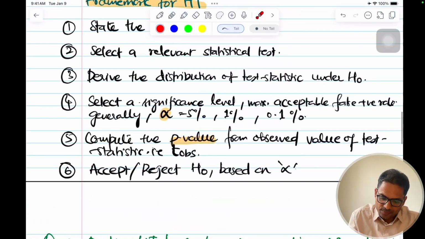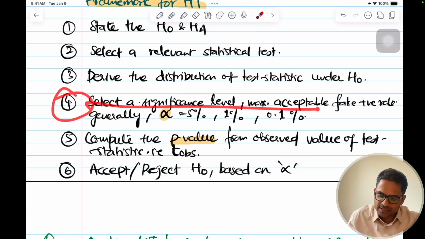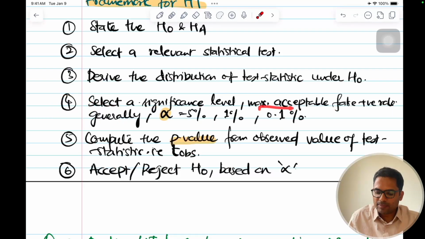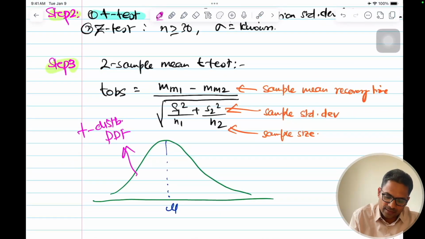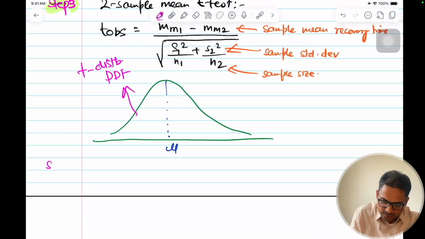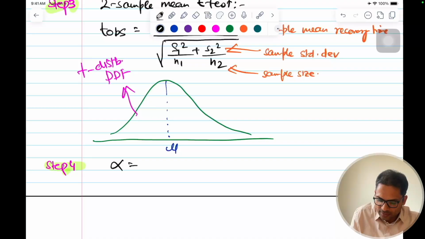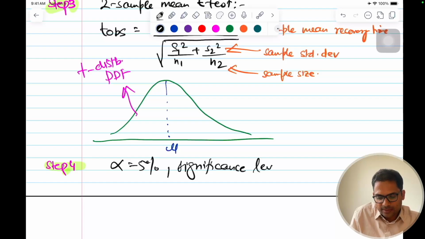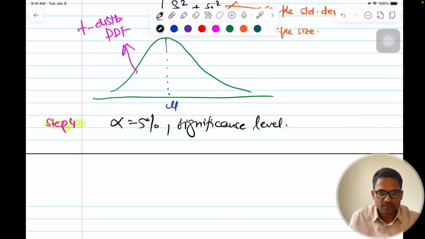Now, what is my step 4? Select a significance level, the max acceptable false positive rate. Generally that is 5%, so let's select it as 5% only. So my step 4 is select some alpha, and I'll select alpha equal to 5%. This is my significance level. Generally this is selected. 5% is my tolerance level.